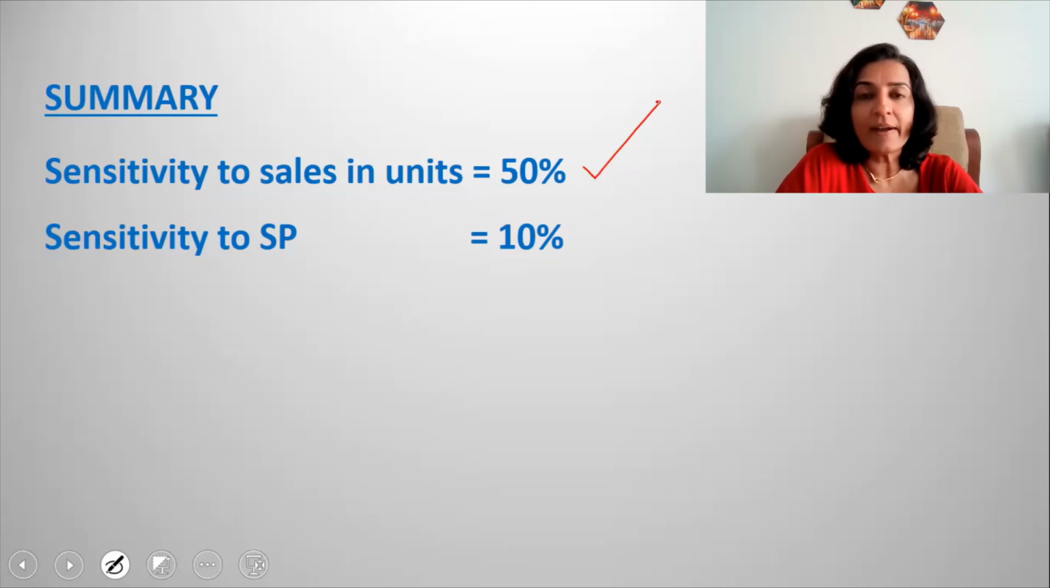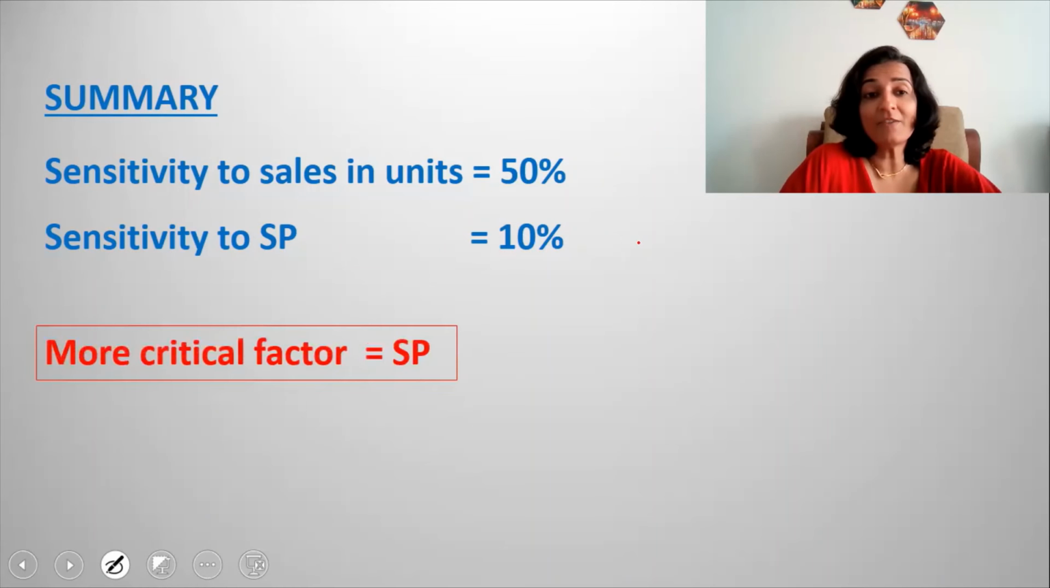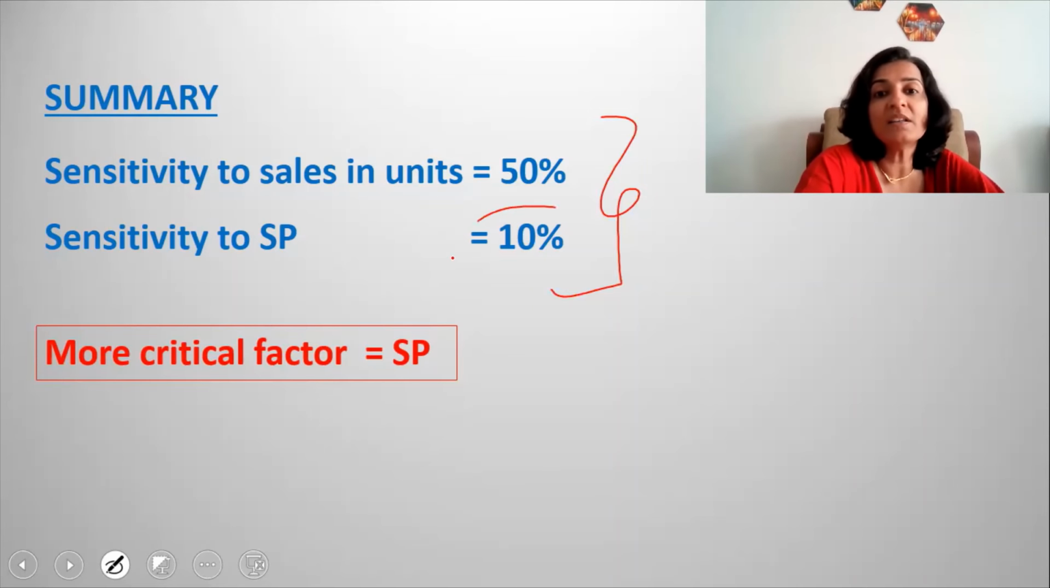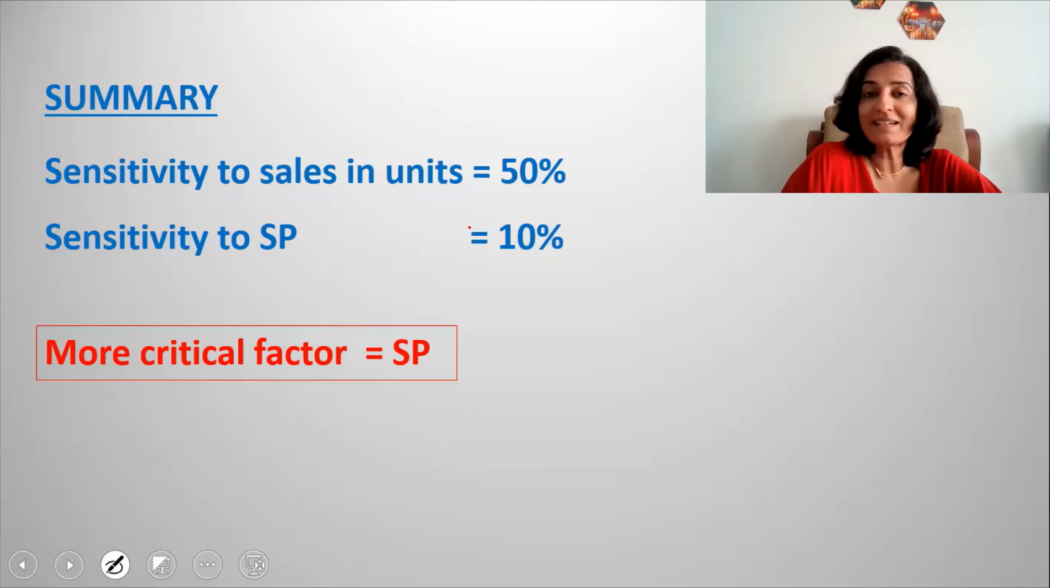So it is a critical factor, or we are at a higher risk because of which factor? Because of selling price. Because a slight reduction in selling price will bring about losses. So the more critical factor is the selling price. So whenever we have to find out the critical factor among these two, the lower percentage one is the more critical one. Now moving to question number 3.